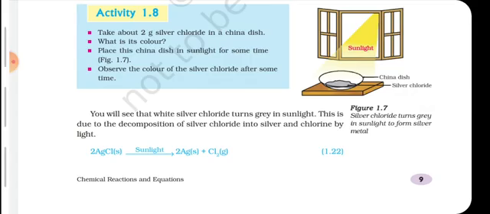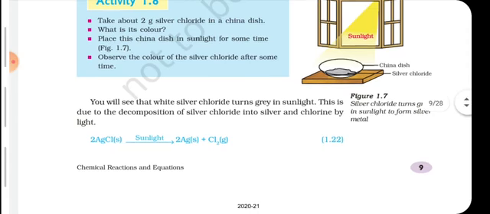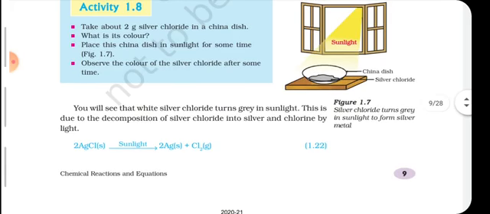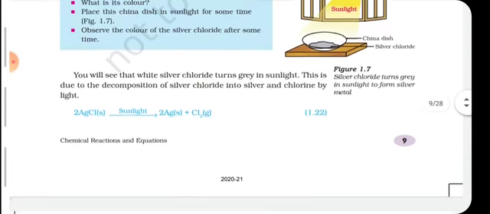China dish and silver chloride. You will see that the white silver chloride turns into grey. As I told you earlier, 2AgCl, that is silver chloride, in the presence of sunlight will give you silver plus chlorine molecules. Remember one thing, silver chloride turns grey in color when it is kept in front of sunlight.